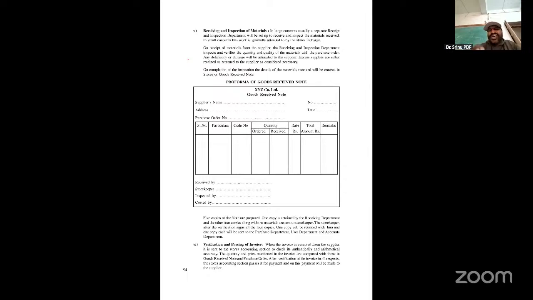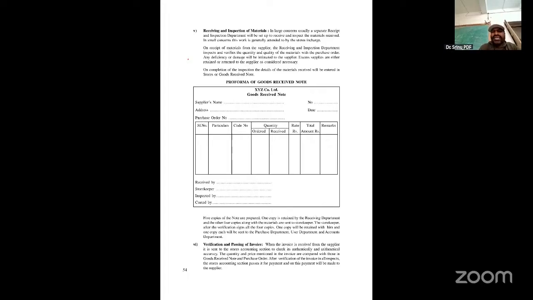See, first one we discussed, the pro forma about the purchase order, that is intent. So once we receive the goods, in the goods received notes we also record the serial number, particulars, and quantity. How many we ordered? How many we received? Rate for the order, total amounts. Generally, simply we can say that it is a bill.